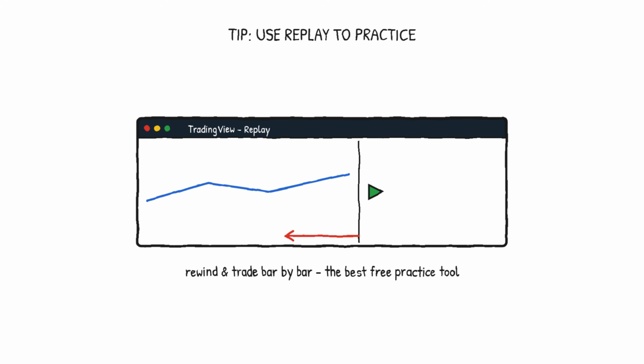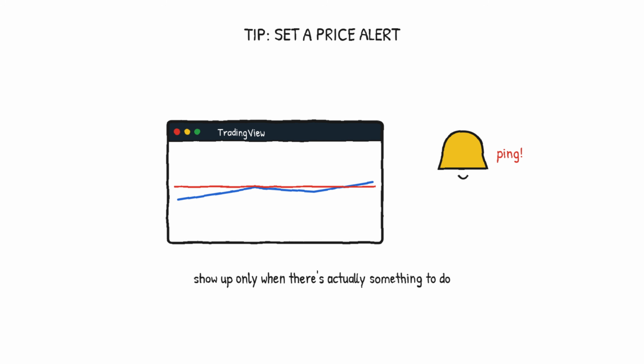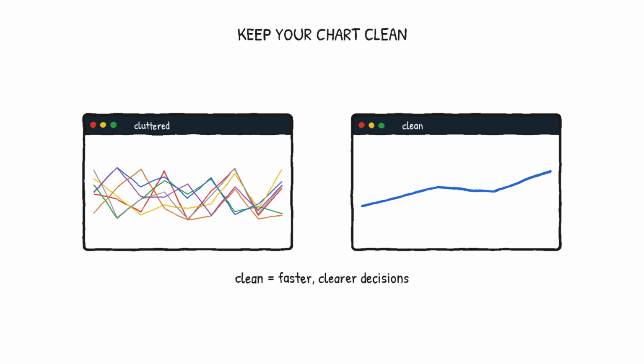Also set price alerts. That also helps on your levels. Instead of just staring at the screen, TradingView pings you when the price reaches it. So you only show up when there's actually something to do. Save your focus and your sanity, because that's what wins trades and that's what loses trades.